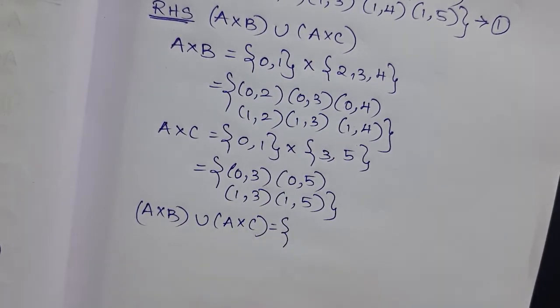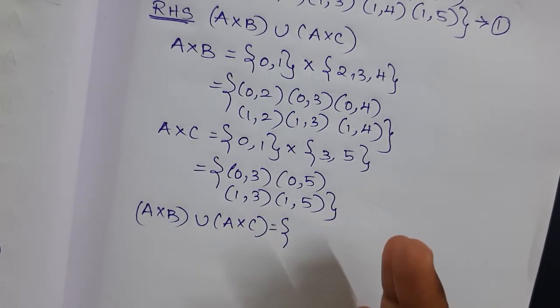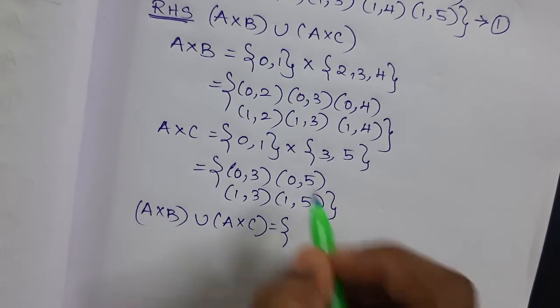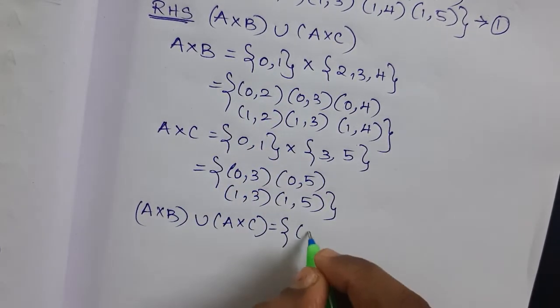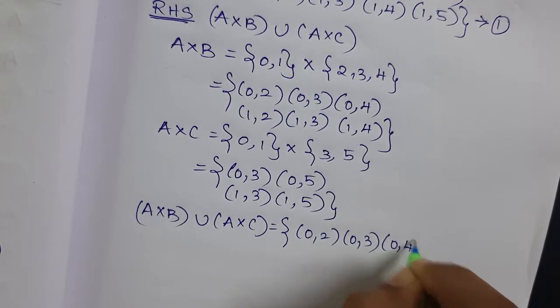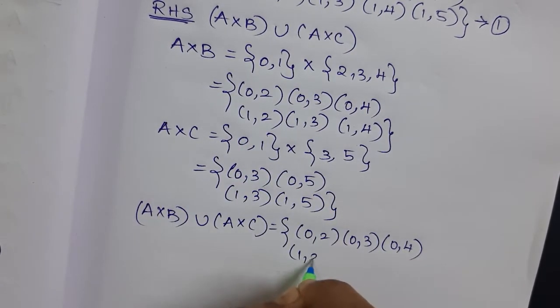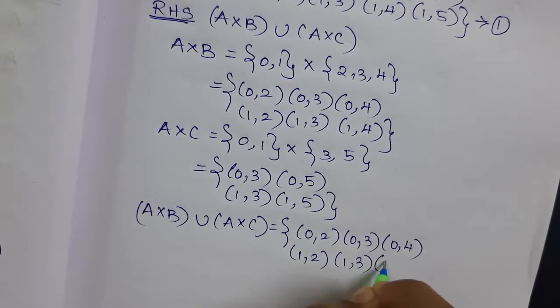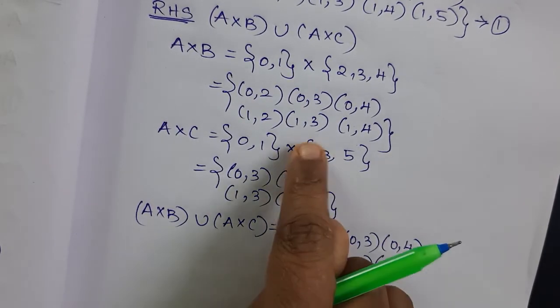What do you mean by union? Union is nothing but writing all the elements together without any repetition. So the first elements here are (0, 2), then (0, 3) and (0, 4). Then you have (1, 2), (1, 3) and (1, 4) in A cross B.